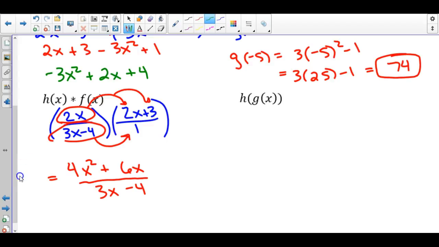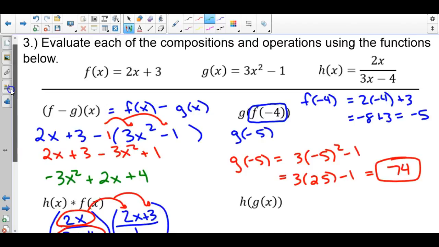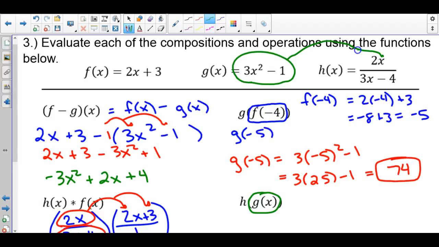That's what we're about to do in this last example, which h of g of x is basically saying I'm going to take this entire function, g of x, I'm going to take this part right here, and I'm going to substitute it in for x in both of these places in my h of x function.